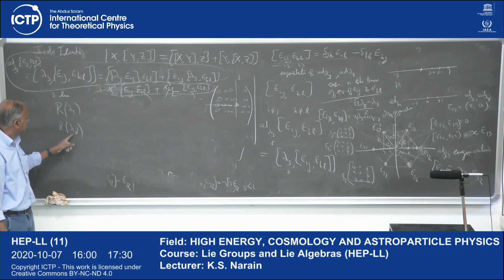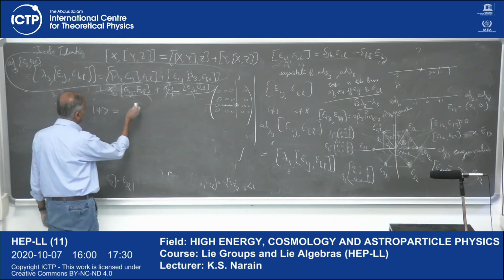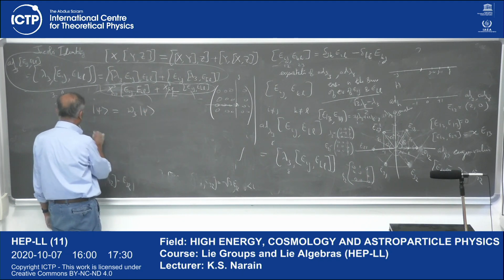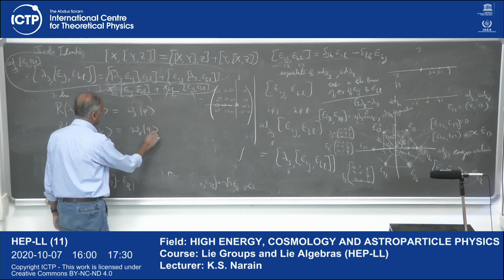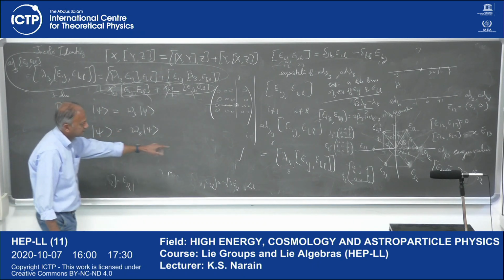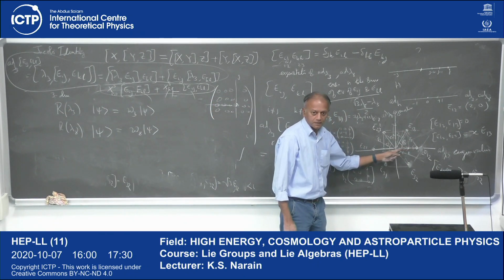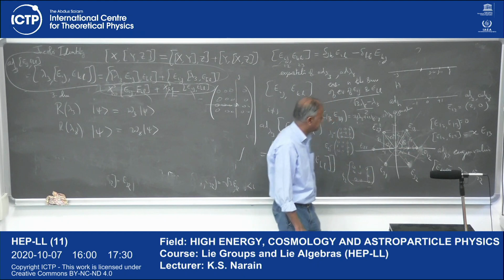You can just find the simultaneous eigenvalues with respect to lambda 3 and lambda 8. So there will be some state psi, which has some eigenvalue with respect to lambda 3, let's call it W3 psi, and with respect to lambda 8 it has some number W8 psi. Once again, you can draw this W3 and W8 in that diagram. It will be some other point. W3 will be along this axis and W8 along that axis.